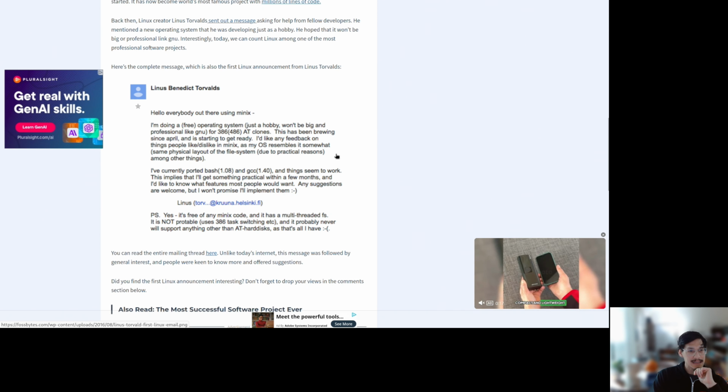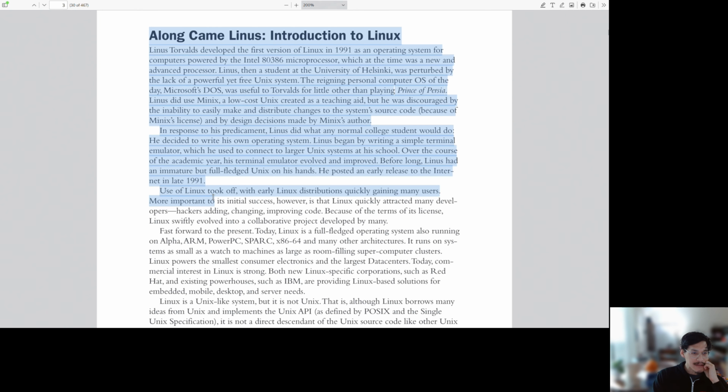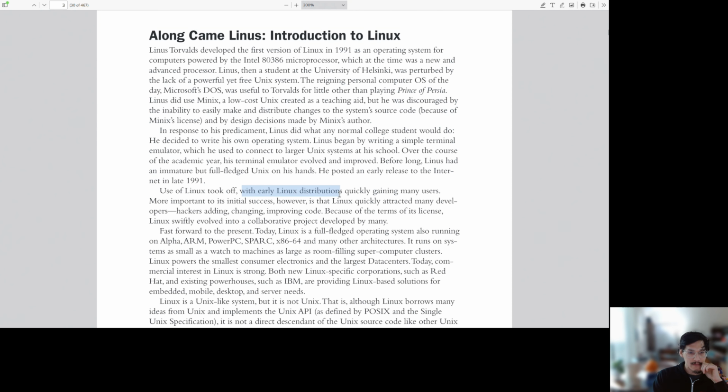Yeah, late 91. Okay. Use of Linux took off with early Linux distributions quickly gaining many users. More important to its initial success, however, is that Linux quickly attracted many developers, hackers, adding, changing, and improving code. Because of the terms of its license, Linux swiftly evolved into a collaborative project developed by many. Fast forward to the present.